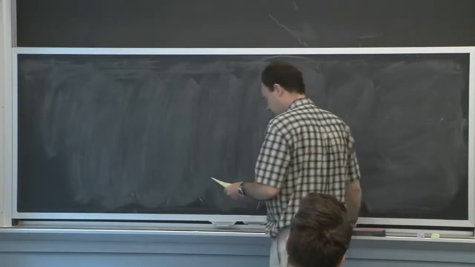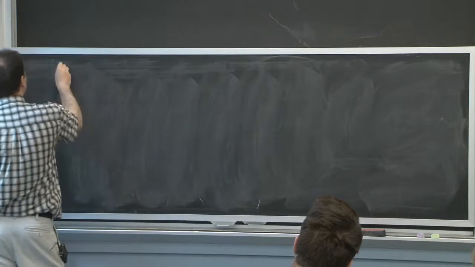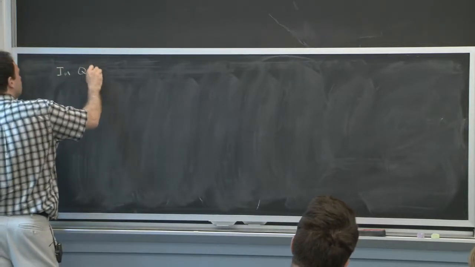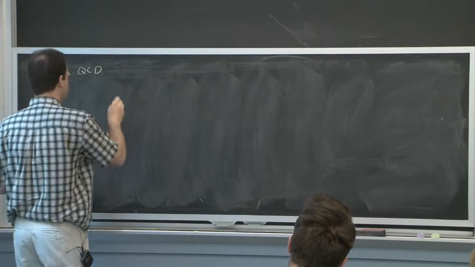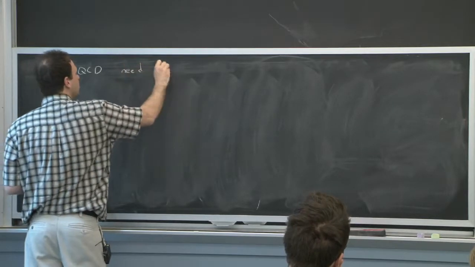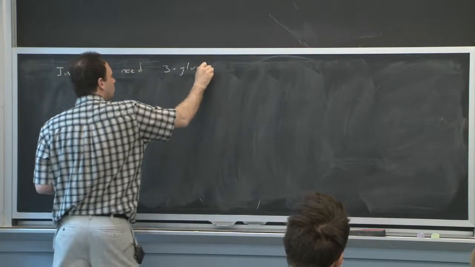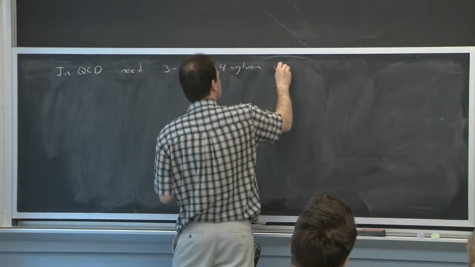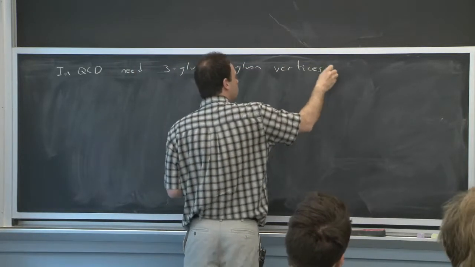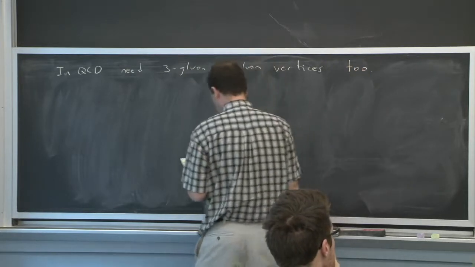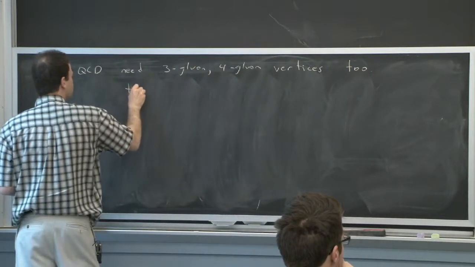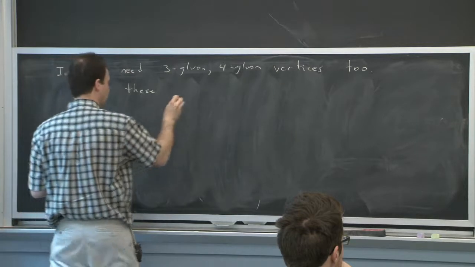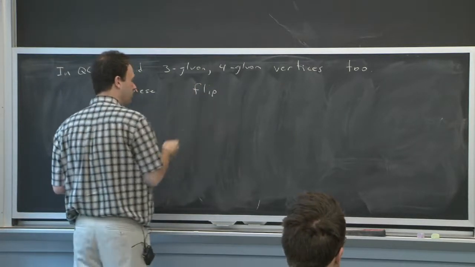And what are those diagrams? So these are diagrams that involve triple gluon and four gluon vertices. And what these guys do, it turns out, is they do one thing in this calculation. They really just flip the order of the W and the S.